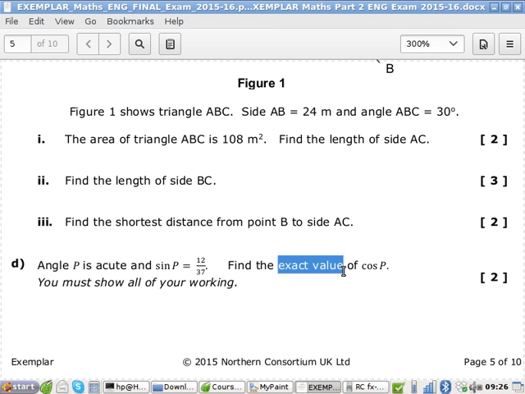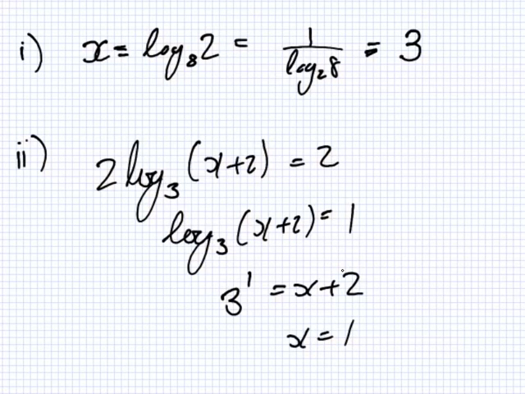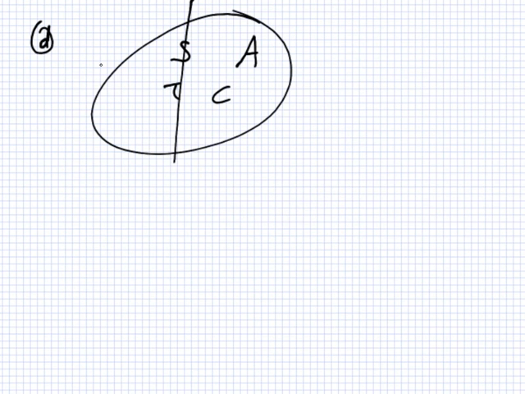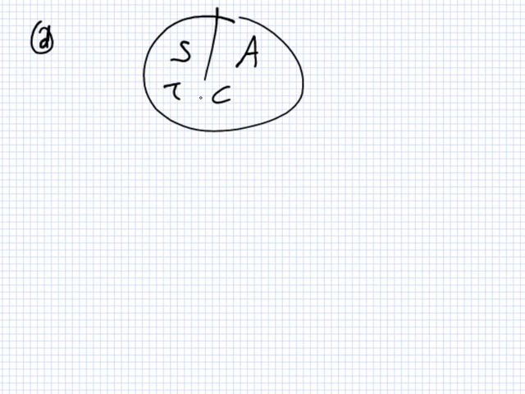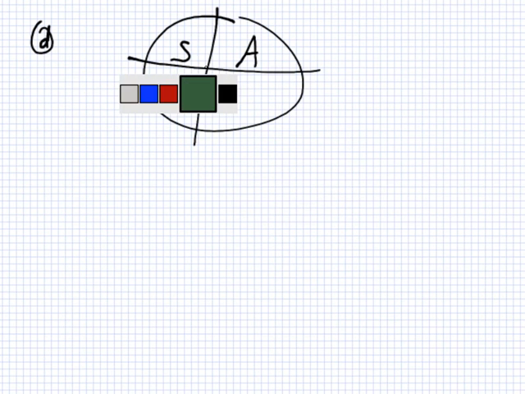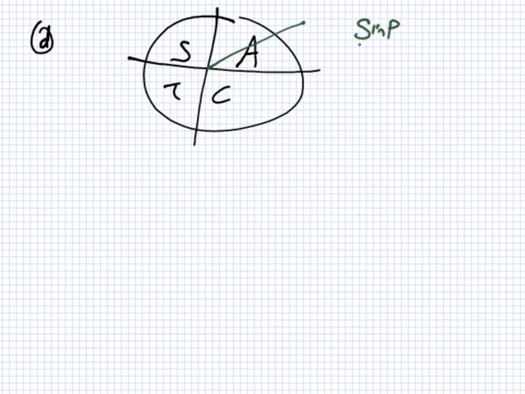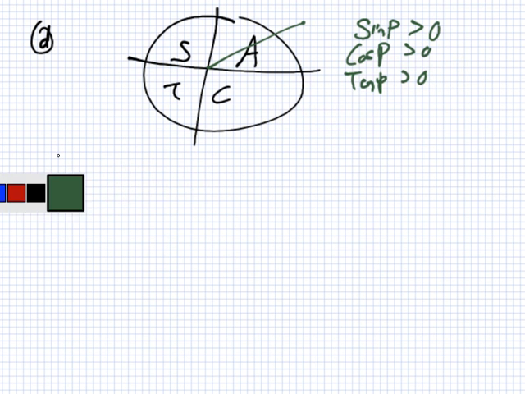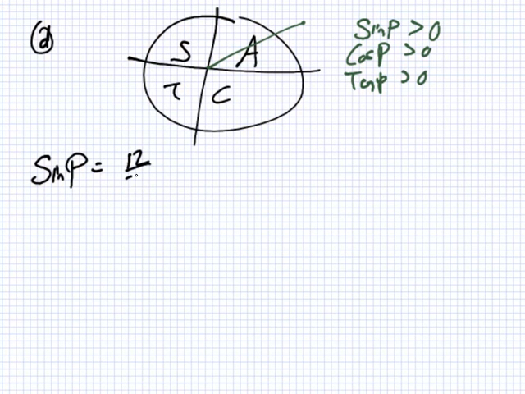Okay, did we get an answer here? Now, you don't have to do this, but I think it is really good just to start by making sure you know if your answer should be positive or negative. So, we're told that P is acute, which means it's in this quadrant, which means sine P, cos P, and in fact tan P, all 3 of them are positive. You're also told that sine P equals 12 over 37.